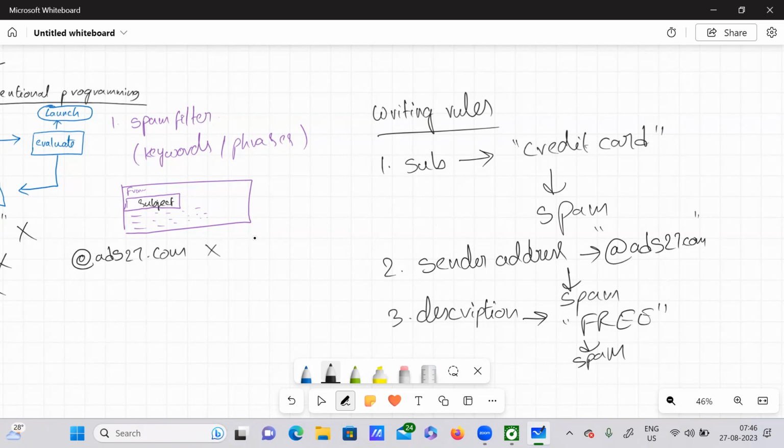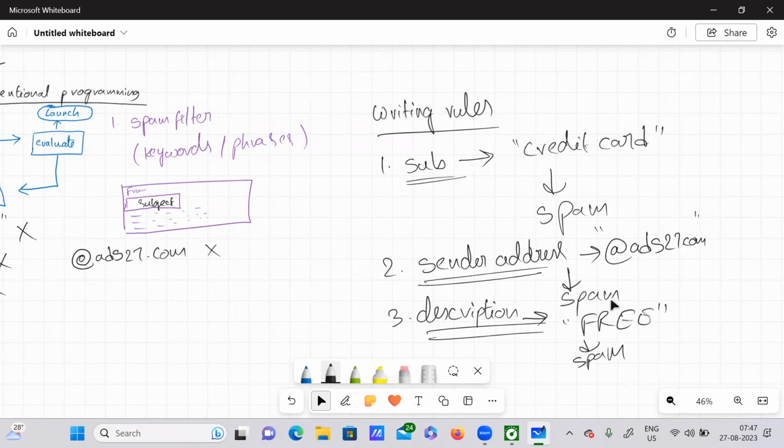See, this is a pattern. Whenever you look for the subject here, this is a kind of pattern. Whenever you look for a sender address, this is a kind of pattern. Whenever you look for the description of the mail, this is a kind of pattern. So you write rules for each and every pattern that you observe in the mail. Depending upon these rules, our spam filter usually classifies whether it belongs to spam or whether it really belongs to ham.